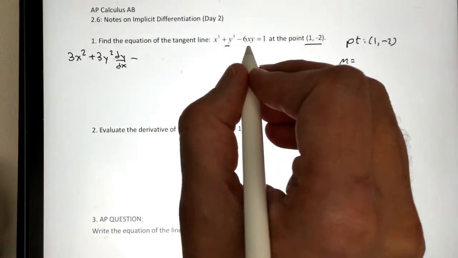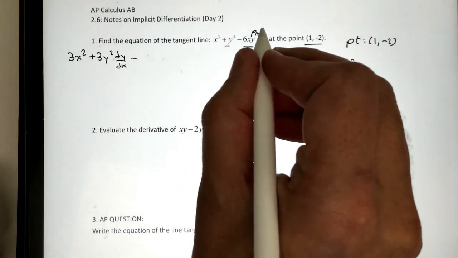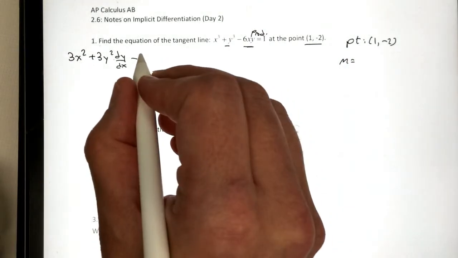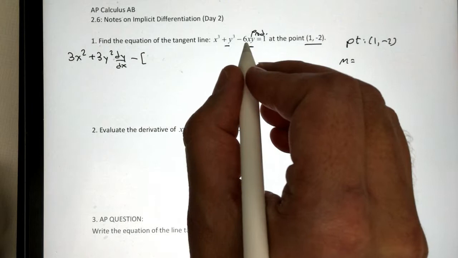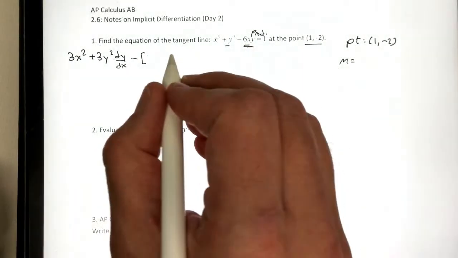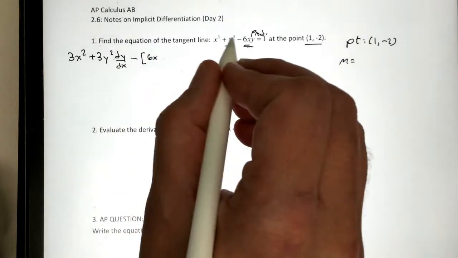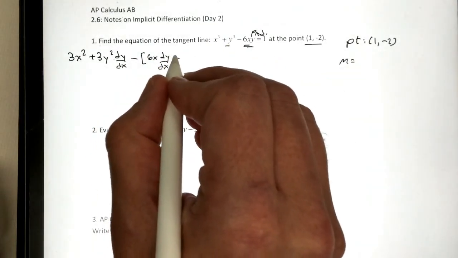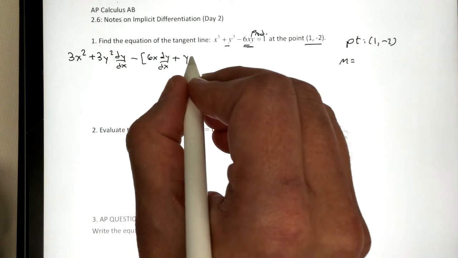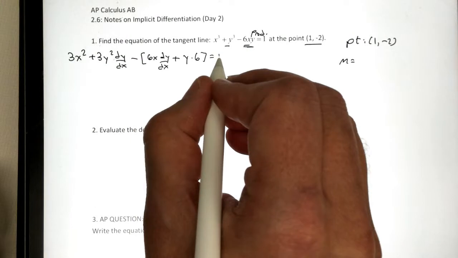Minus, and over here, I have a product rule, so we have to use our product rule. I'm going to use brackets here. Always use brackets or parentheses. I'm going to keep the 6 with the x. So my first function is just going to be the 6x times the derivative of the second, which is dy/dx, plus the second, which is y, times the derivative of the first, 6x, which is just 6. And that's going to equal 1.